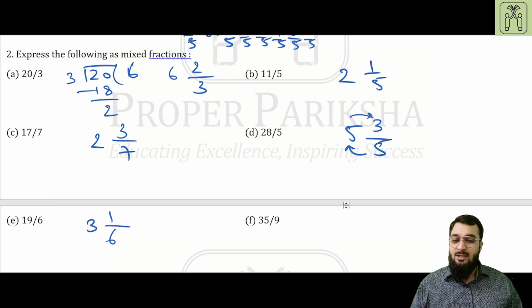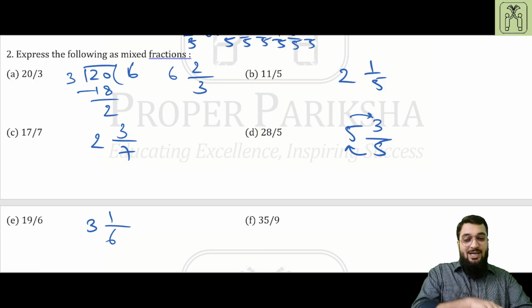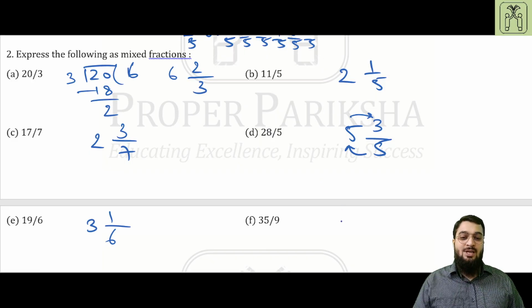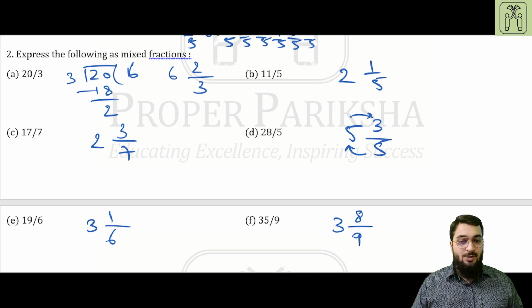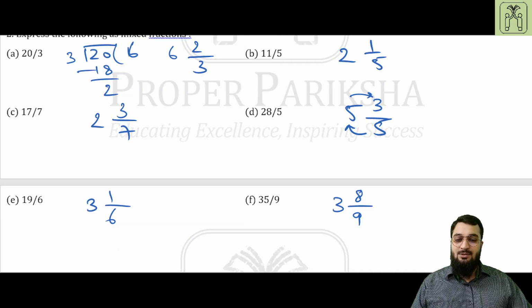35 upon 9, that will give you 9 4s are 36, 9 3s are 27. So 27, and then you will have 3 and 8, so 3 8 upon 9, and the answer will be 3 8 upon 9. If you want to make it improper again, 9 3s are 27 and plus 8 will be 35, and that will give you 35 upon 9. Coming to the next question.